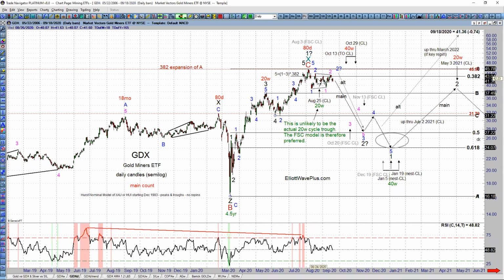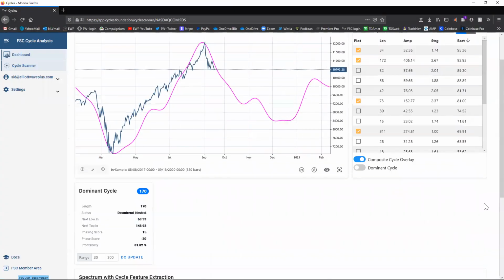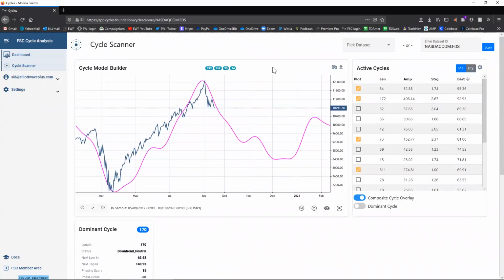Although lately, obviously during this narrow consolidation, not happening as much, but there's going to be a breakout here. And so when I look at the FSC cycle program, why would I continue to look at the FSC cycle program instead of Hurst right now?